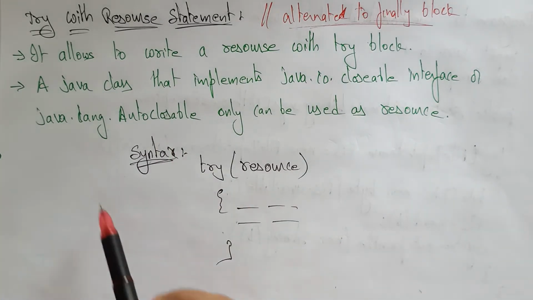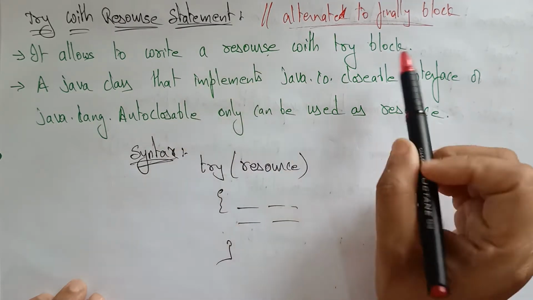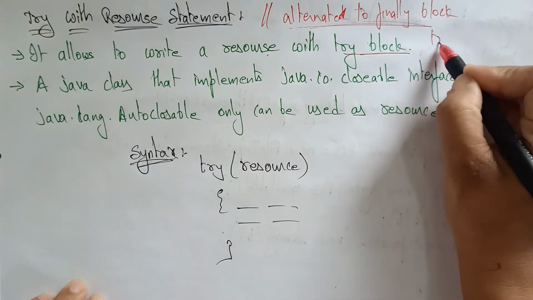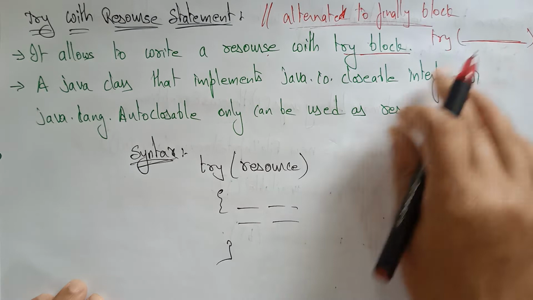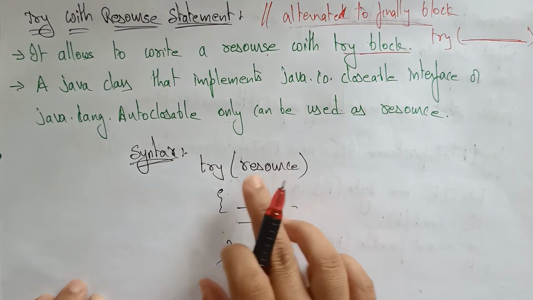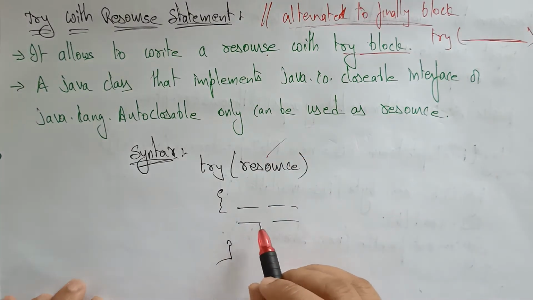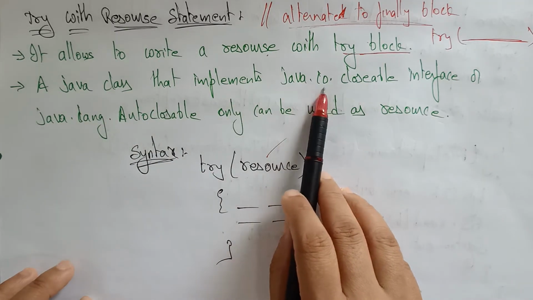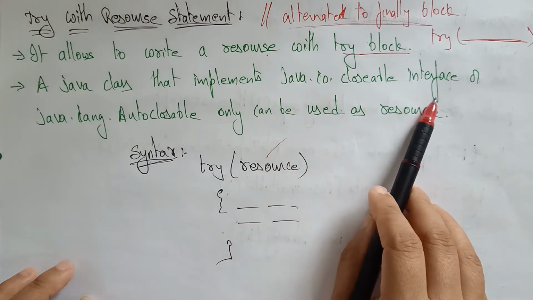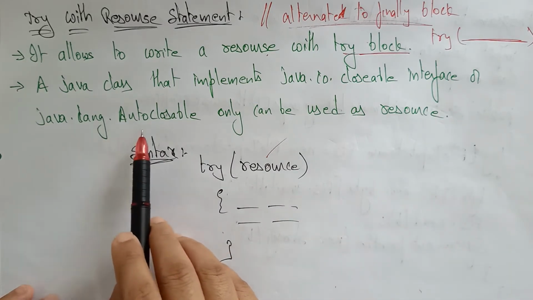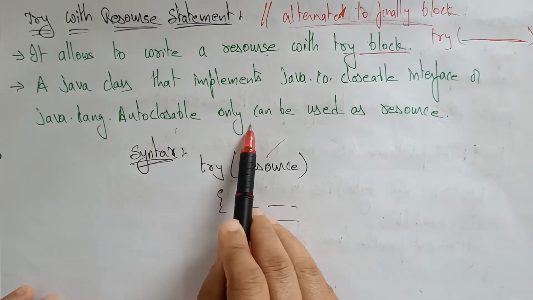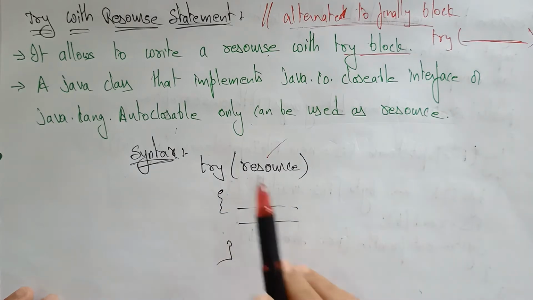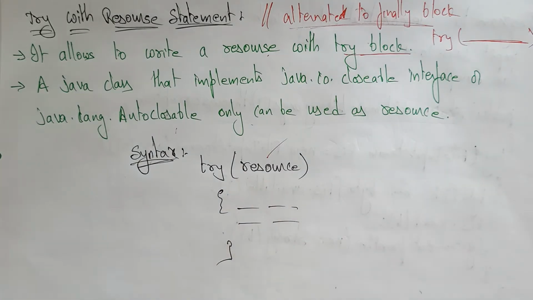What is this? It allows you to write a resource with the try block. A try block consisting of some resources, it allows you to write those resources here with the try block. A Java class that implements java.io.Closeable interface or java.lang.AutoCloseable can only be used as a resource. Only they can be used as resources.